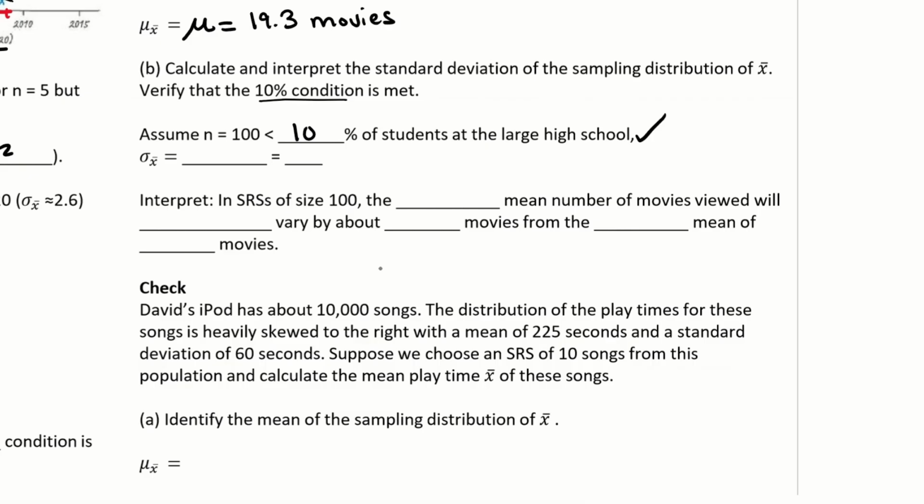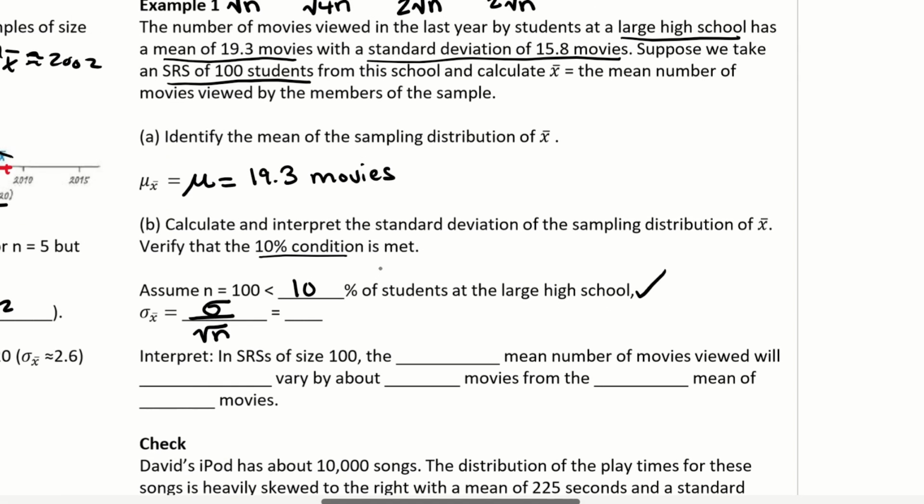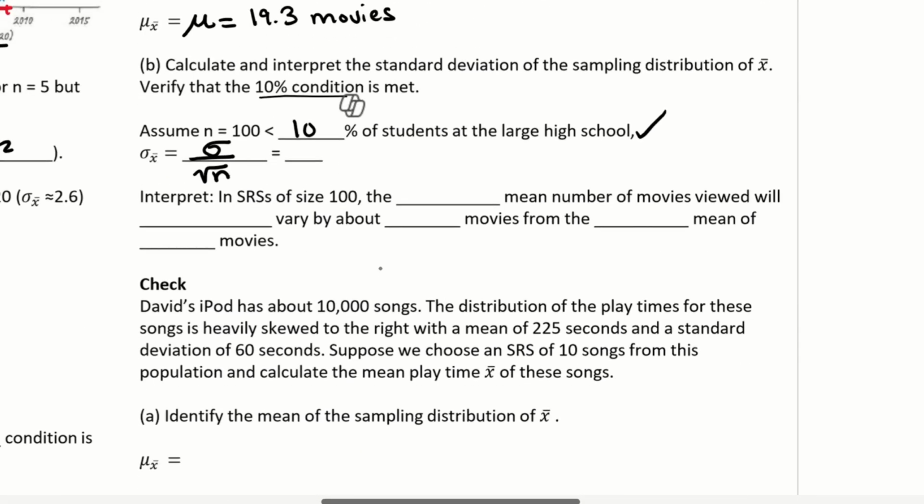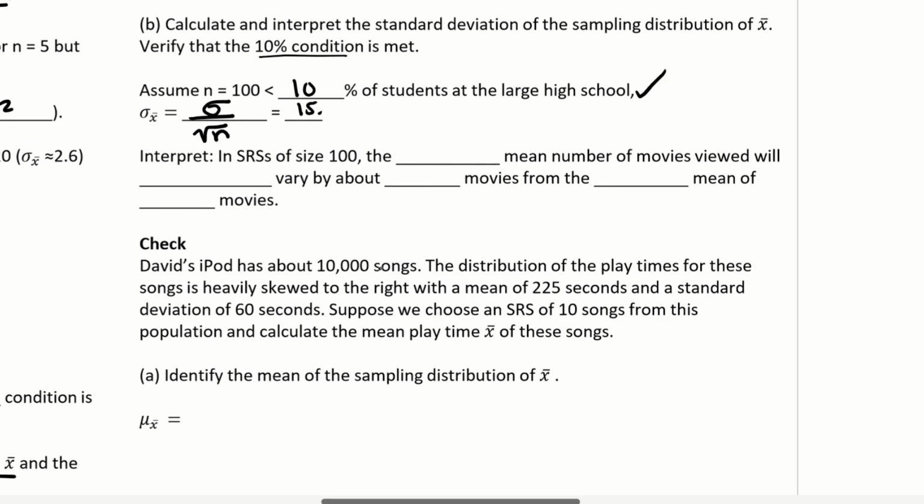And so then we can use the formula sigma over square root of n, where sigma is 15.8 movies and n is 100. So 15.8 over the square root of 100. The square root of 100 is 10, so it becomes 15.8 divided by 10, which is 1.58 movies.